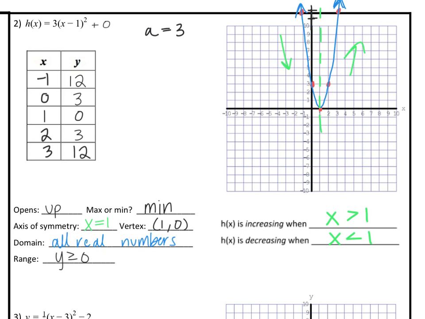We're going to skip the last example, example number 3. If you want to try it, you go ahead and try it. But we're going to skip that one for today.